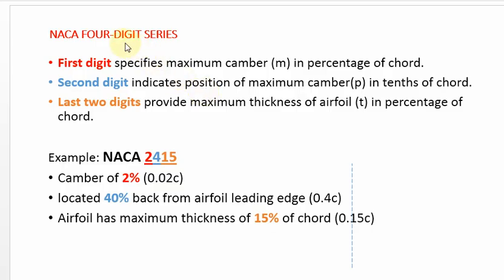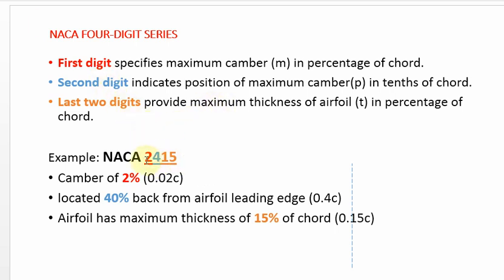Now come to the numbering systems: the 4-digit system and 5-digit systems. These are called digit systems, and after that they are called series. So this is a very famous numbering system, NACA 4 digits. That means this involves 4 digits, which is why it is called a 4-digit system.